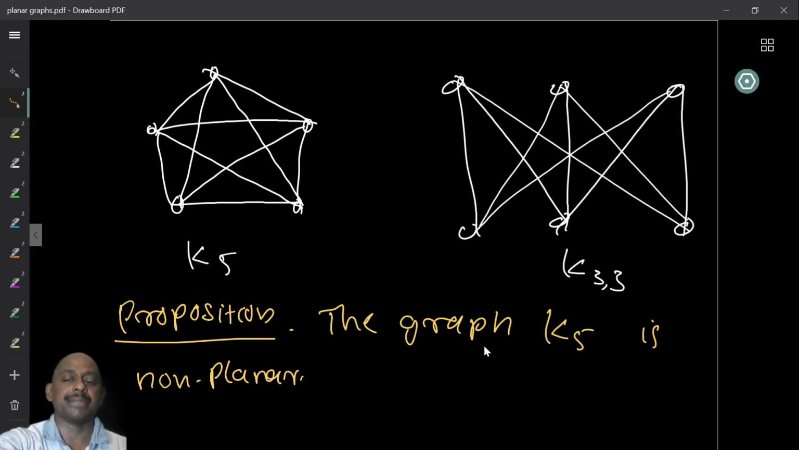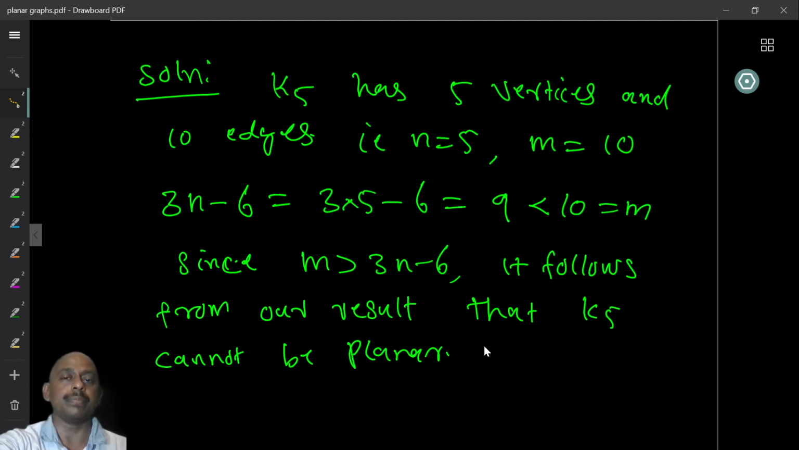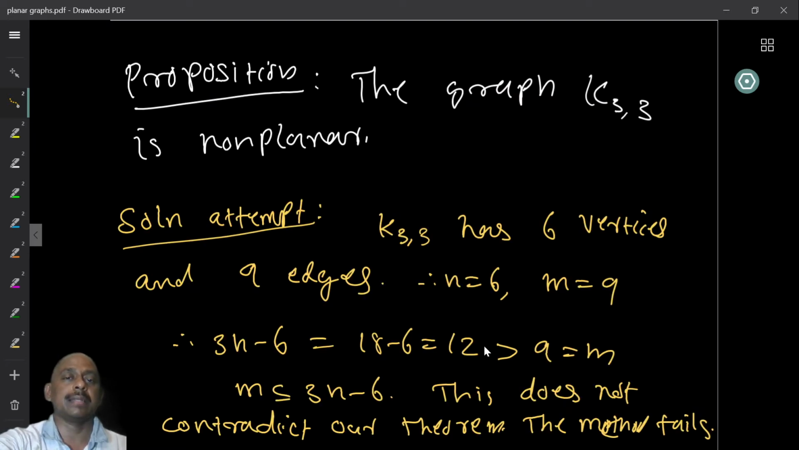K5 is not planar. Now let's try to apply the same idea to K33. The graph K33 is not planar, so let us try to use the same idea. K33 has 6 vertices and 9 edges, right? And what is 3n minus 6? It is 18 minus 6, which is 12. A planar graph on 6 vertices can have at most 12 edges, but we have only 9 edges in the graph K33.